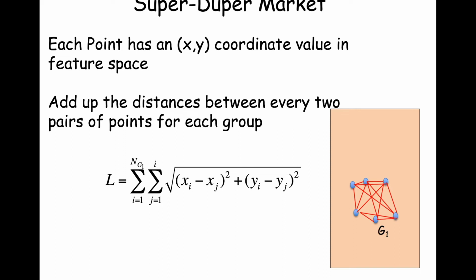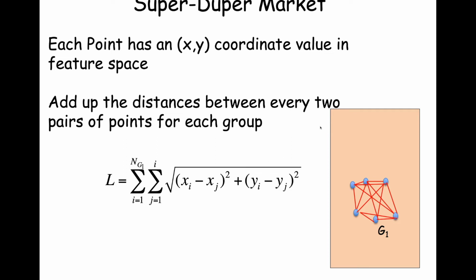So we have here some number of groups. So the outer loop here, the outer summation, the index is I. I goes from 1 to the number of points in group 1. And then we have J goes from 1 to I, right? So here we're looking at all pairs of points in each group, and we're computing the L2 norm between them.